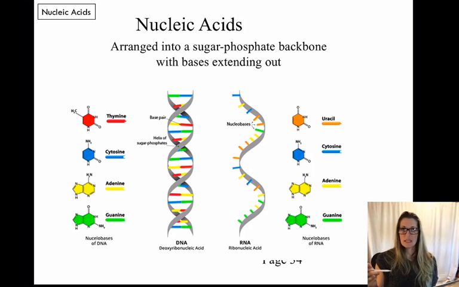So nucleic acids are arranged into a sugar-phosphate backbone, with the bases extending out. In DNA, those bases bond to each other across the center of the double helix, whereas in RNA the bases just stick out. See, the bases here are not bonded to anything. Without bonding, it's single-stranded.